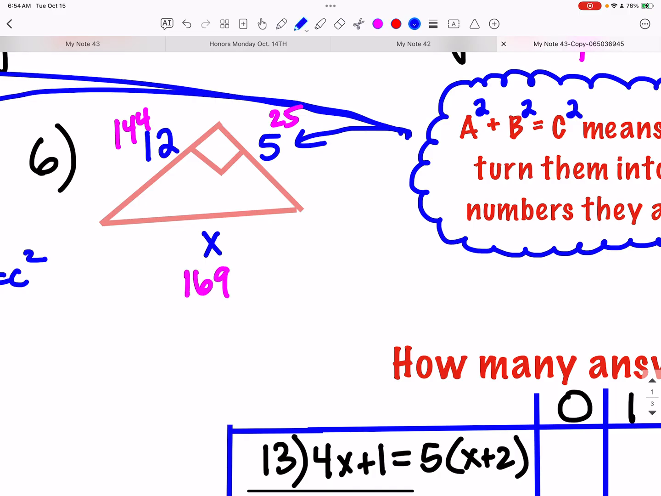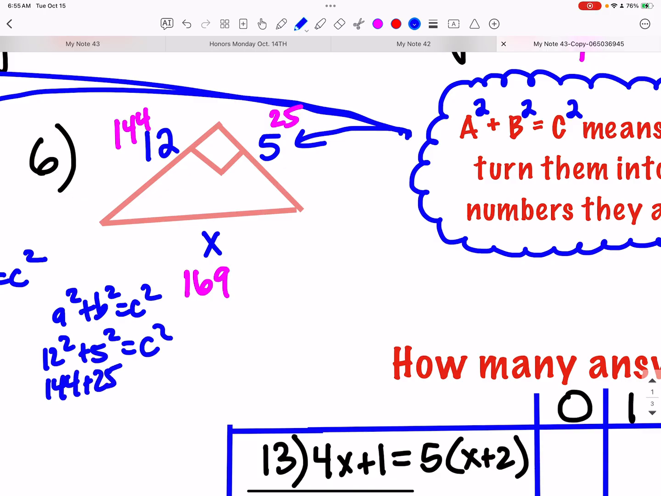So if we're going to do this right, a squared plus b squared equals c squared. 12 squared plus 5 squared equals c squared. 144 plus 25 equals c squared. 169 equals the pink number equals c squared. To get the answer, we have to take the square root. So we'll take the square root of both sides, and c equals 13.